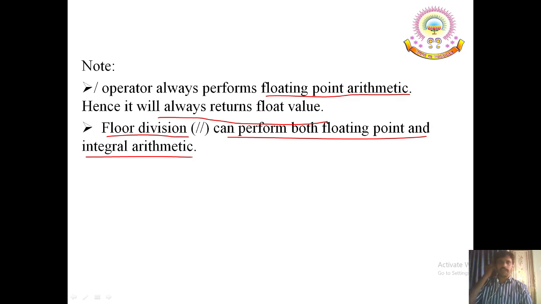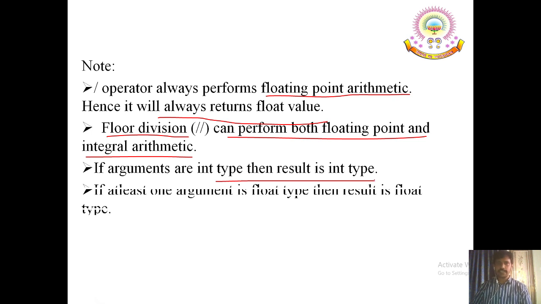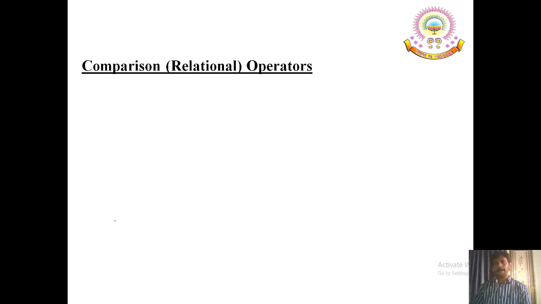That means if I use both integer values, the result is integer. If I use both real values, it results in real. And if I use any one of the values as a floating point value, then the result will be floating point value. If arguments are of int type, then the result is integer type. If at least one argument is of float type, then the result is float type.